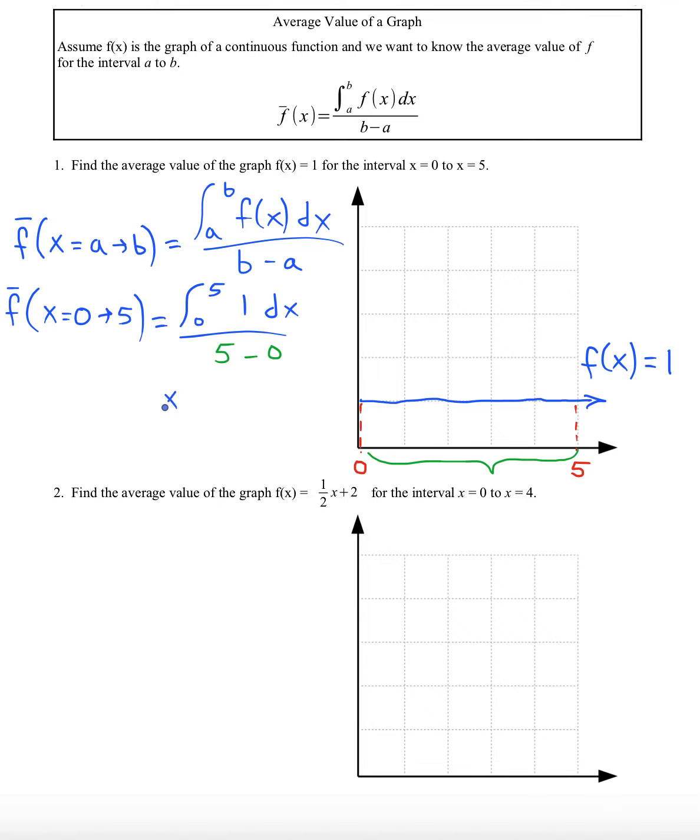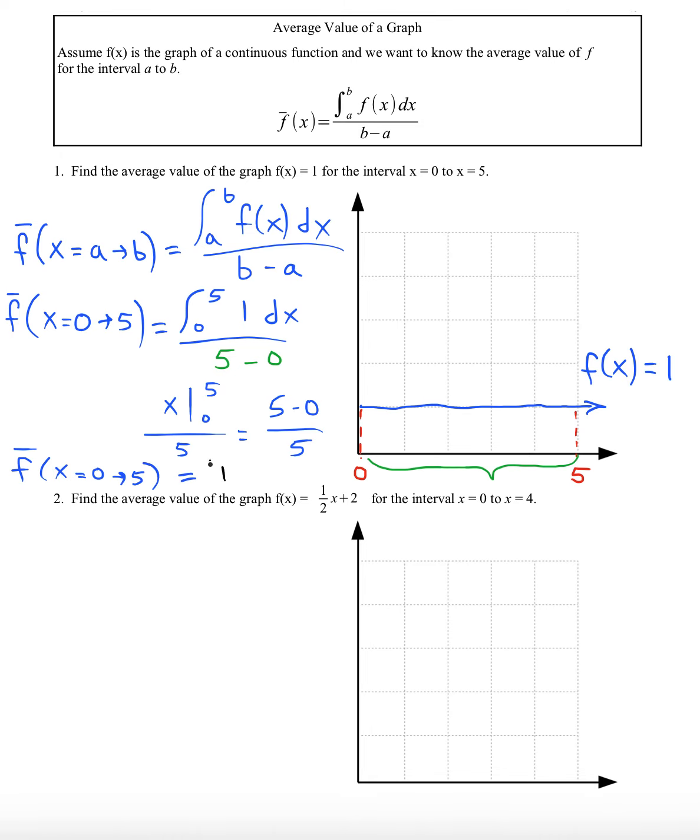All right, on top we're going to get x from 0 to 5, and then we'll divide by 5. That's going to be 5 minus 0 over 5. And it looks like the average value from 0 to 5 is simply a 1. No surprise there. The value of the function is 1 here, it's 1 there, it's 1 everywhere. It stays 1 throughout, so the average height is definitely 1.